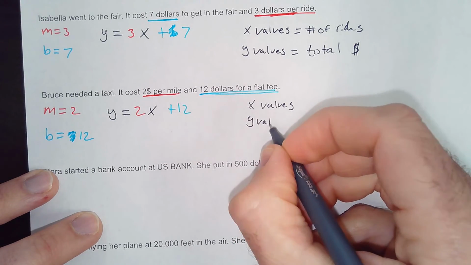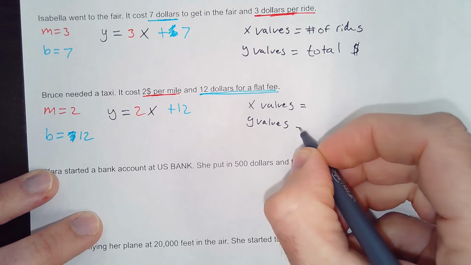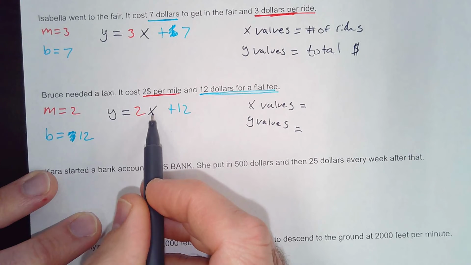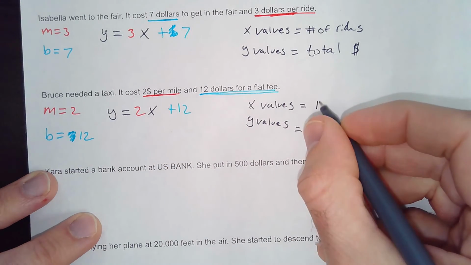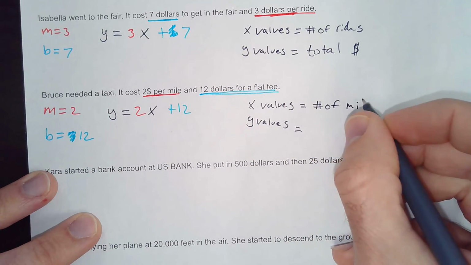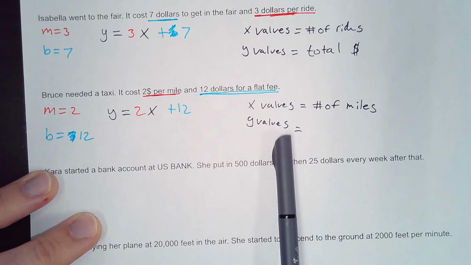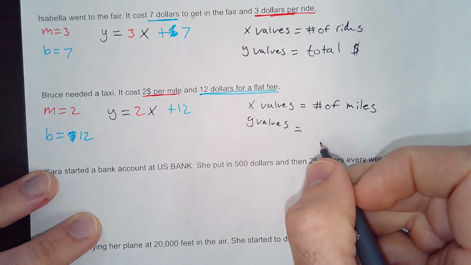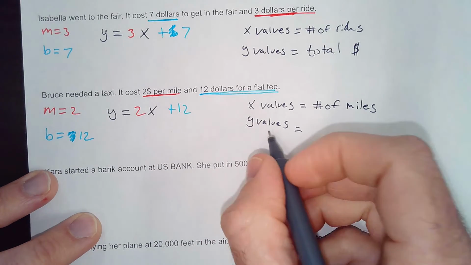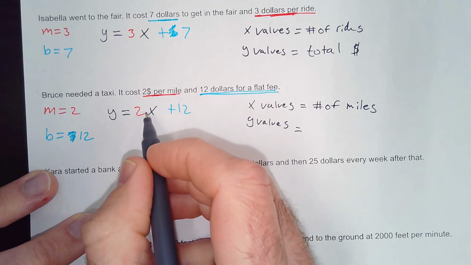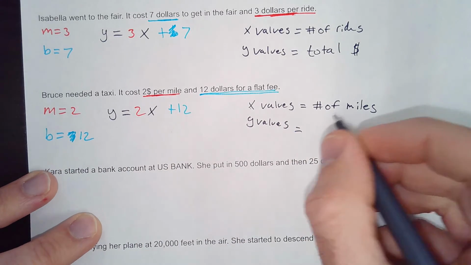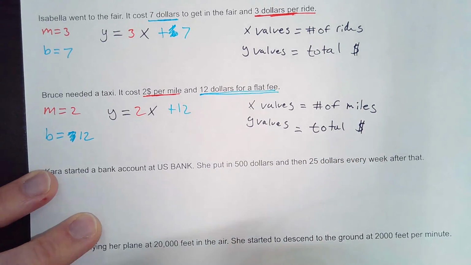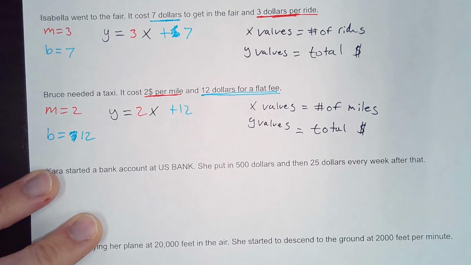X values are and Y values are. What is X? 2 times what? 2 times X, 2 times the number of miles. Y is usually going to be some sort of total. So Y is our total. Well, 2 times the number of miles plus the $12 to get in. It's going to be, same as the last problem, total dollars that it costs to go on this taxi ride.